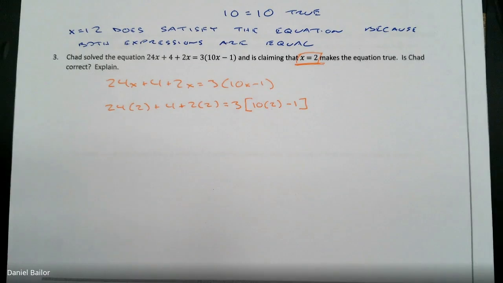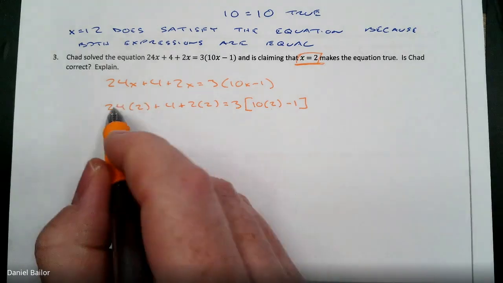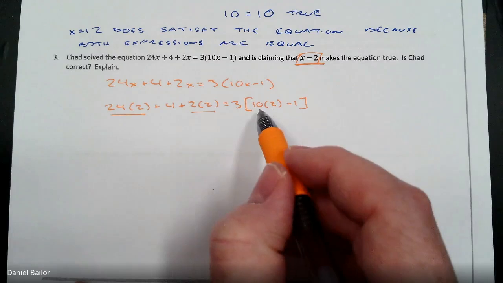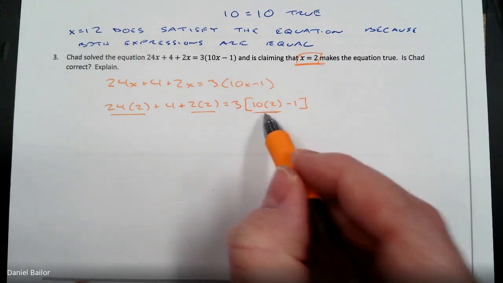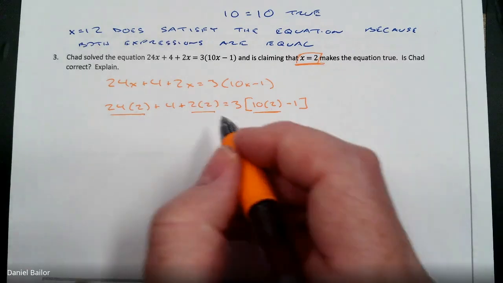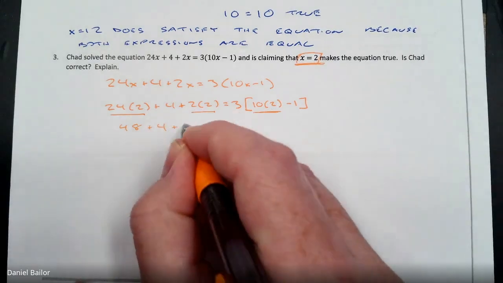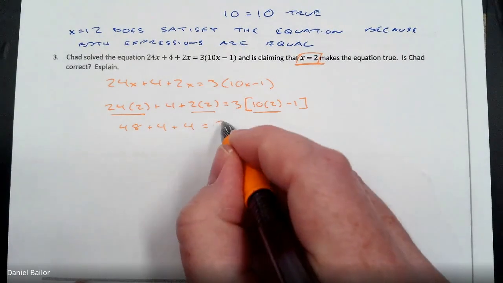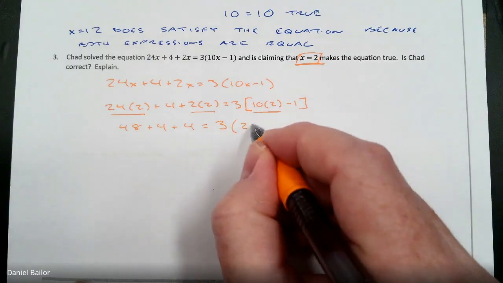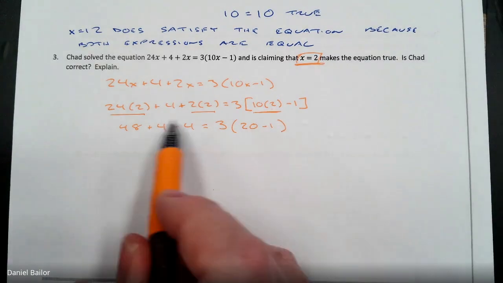Okay, let's use GEMDAS and see what we should do first. Well, we should do that one. We should do that one, multiplication. And we should do the multiplication inside the parentheses first. So let's do this. 24 times 2 is 48. Plus 4 plus 2 times 2 is 4. 3 stays on the outside. I need to do the brackets first. 10 times 2 is 20 minus 1. So that was all the multiplication.